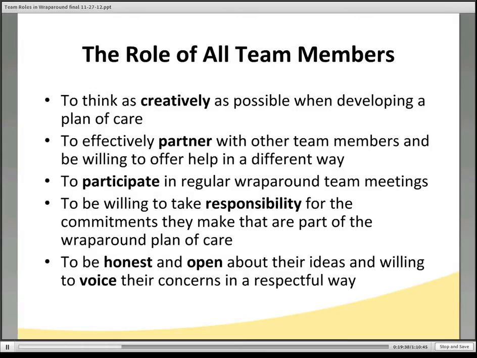We also want people to take responsibility for the commitments that they make as part of the wraparound plan of care and to follow through on those. At each meeting, we like to check in and make sure that things that have been agreed upon have happened, and if they haven't happened, why. And if they need to be adjusted, that's all part of working together as a team. If everyone's open and honest about their ideas and willing to voice their concerns in a respectful way, then we see progress.